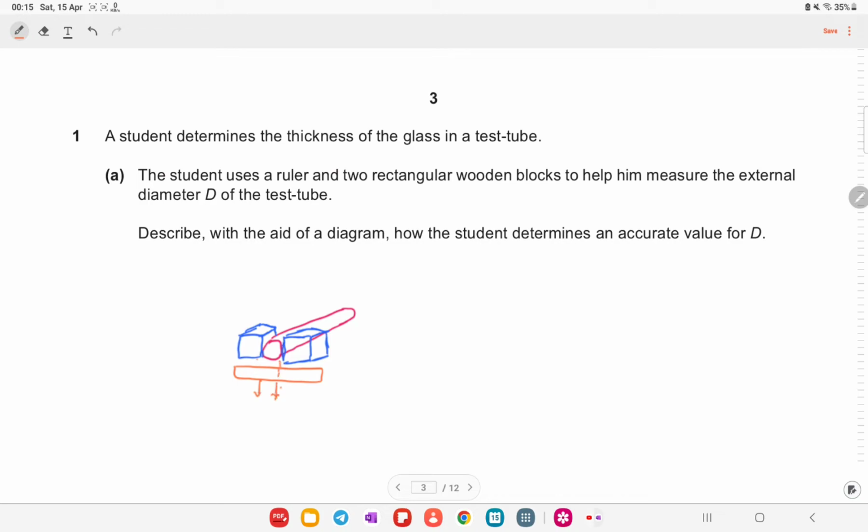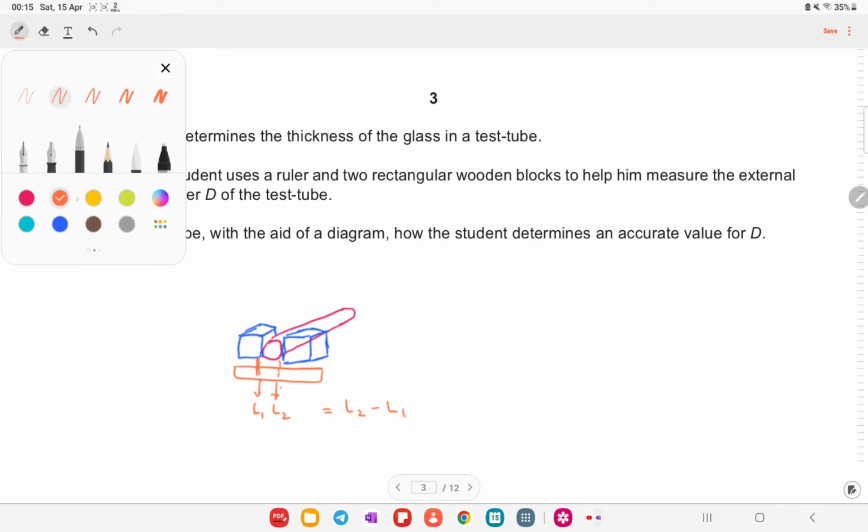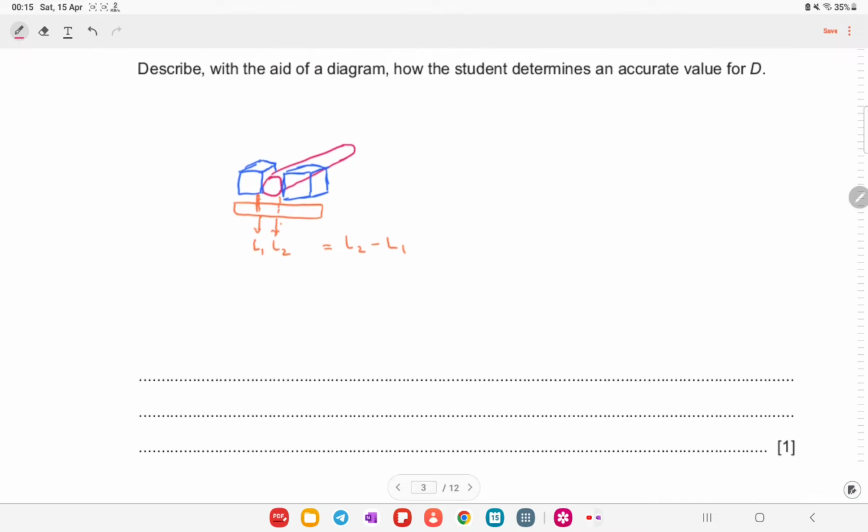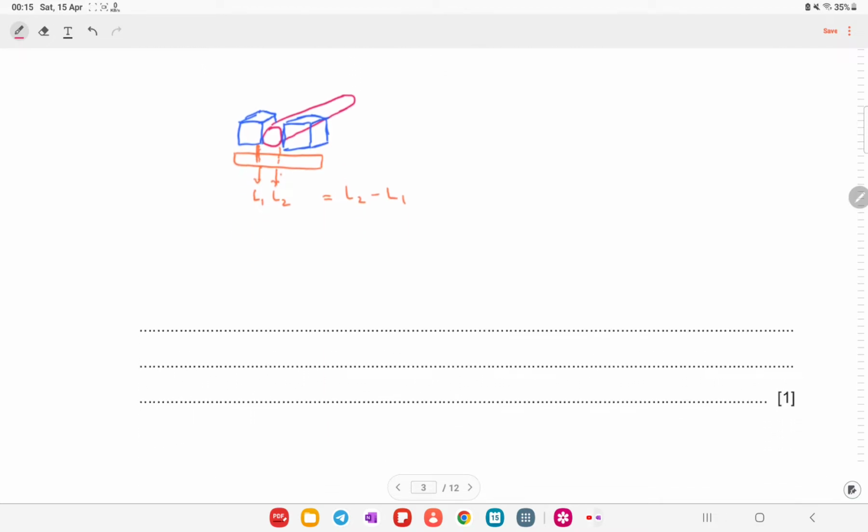To avoid the parallax error, let's suppose this is length 1 and this is length 2. So for the external diameter I will do L2 minus L1 to get my external diameter as accurately as possible. So this is how I'm going to do this. You can write the theory as well. I hope you understand how this question is going to be answered.